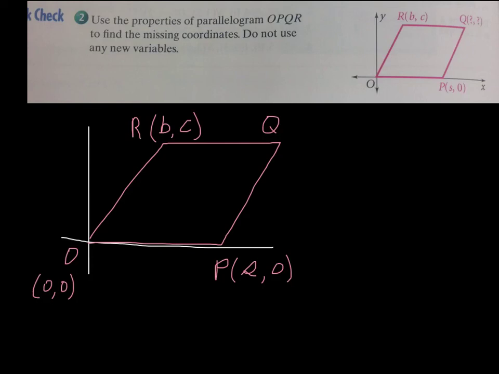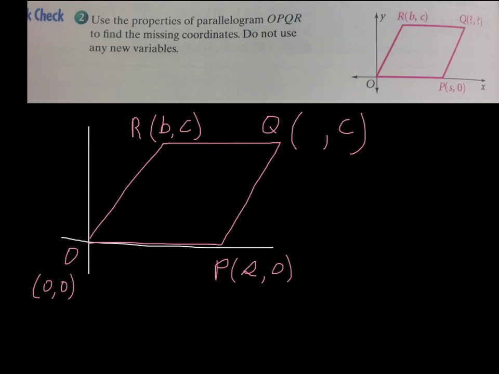to be horizontal. So right away we should know the y-coordinate of Q to be C. It's the same height as R. How high was R? C units high. So how high is Q going to be? C units high. Now we need to figure out the x-coordinate of Q.